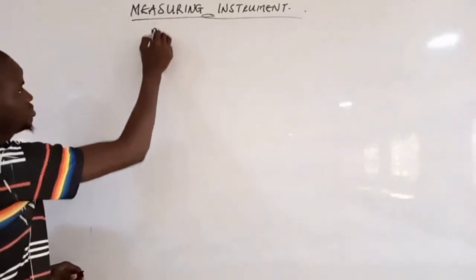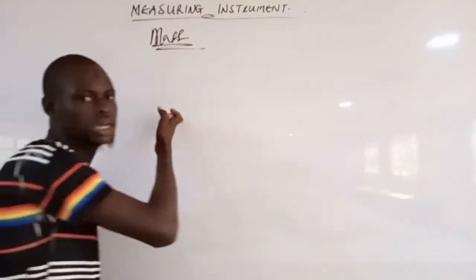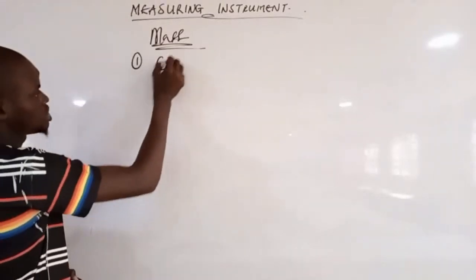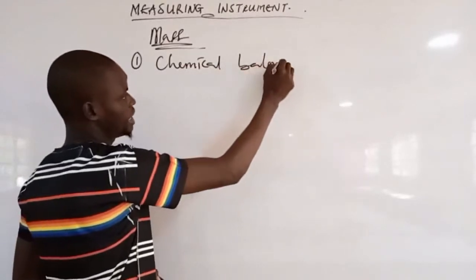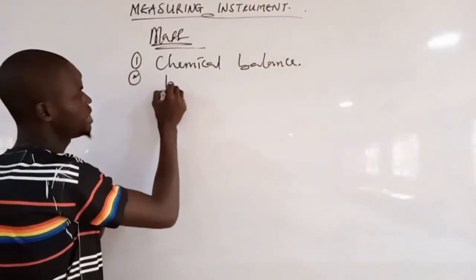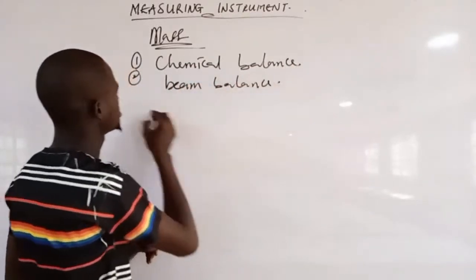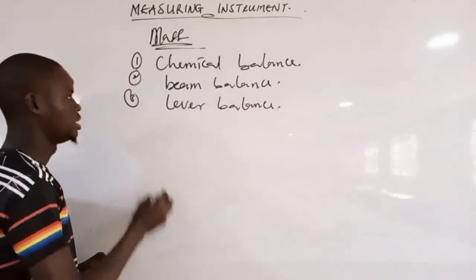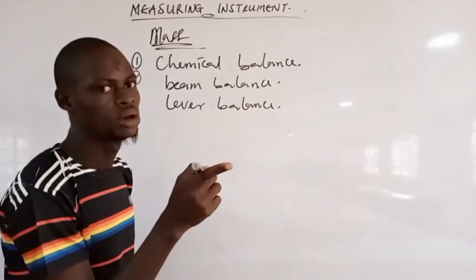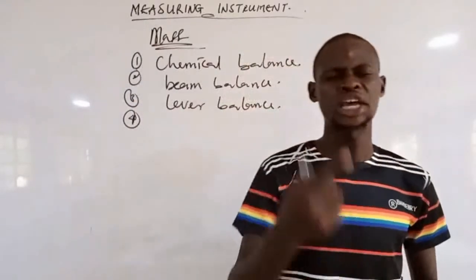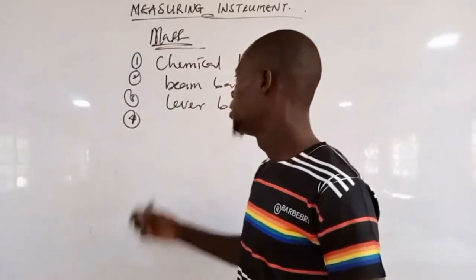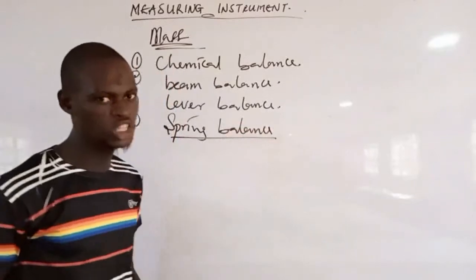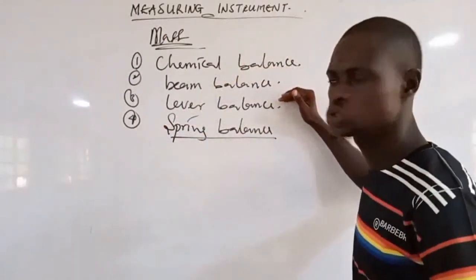Now, for mass, let's take the instruments for mass. The following instruments can be used to measure the mass of a body or a substance. Number one, we can use a chemical balance. Number two, we can use a beam balance. Number three, we can use a lever balance. Now, this fourth one cannot be used to measure mass, but in most of your textbooks, they always include it there, so that you don't get confused in your options in JAMB. The spring balance, which is the fourth one, can only be used to measure weights. These three can be used to measure mass.